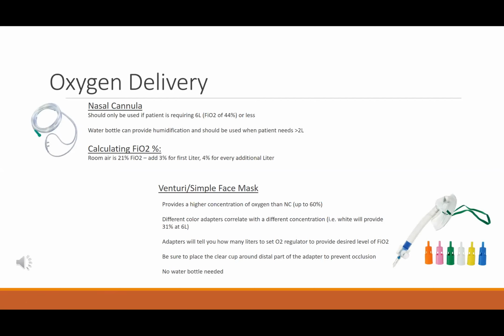As we escalate, we're going to move into the Venturi and the simple face mask. So a little bit higher, nasal cannula is doing an FiO2 of 44%. Venturi and simple face mask, we're going to go up to 60%.